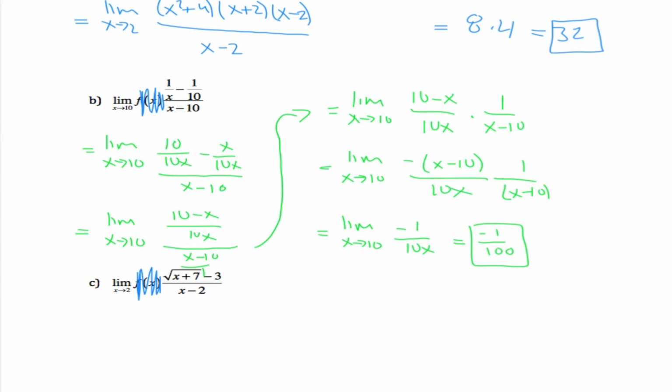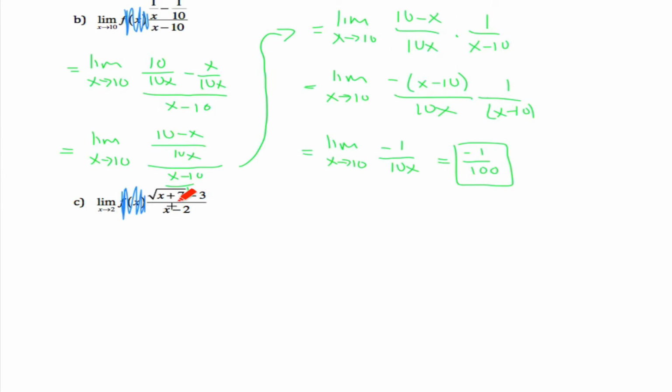And the last problem on the quiz, finish these solutions so I can get back to my basketball game. We're trying to evaluate this limit here. You see a square root. Maybe you immediately think, oh, I've got to multiply by the conjugate.